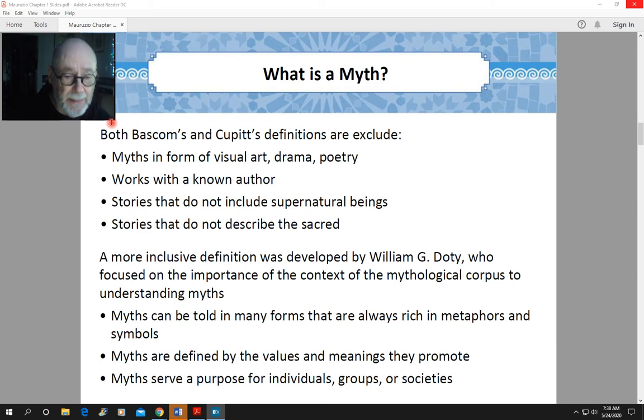Myths are the values and meanings they promote. So the way to think of myths is, what point do they have? What are they trying to sell? What's the outlook that they're pushing? Myths serve a purpose for societies. So for Doty, myths are tied to the groups that use those myths, and that of course will be society to society.